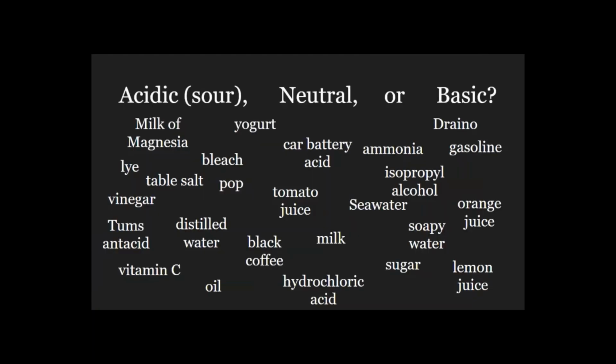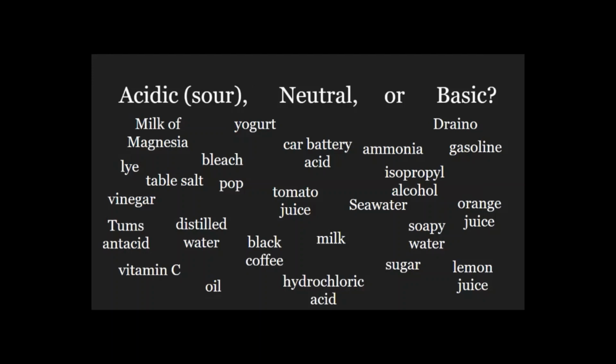Okay, so let's look at acidic, neutral, or basic. We're trying to figure out what things are acidic, which ones are neutral, and which are basic. I've got a big long list of all kinds of things. We've got tomato juice. Is that acidic, neutral, or basic? Ammonia, Drano, seawater, hydrochloric acid, coffee, oil, vinegar. There's all kinds of things, and all these things have to be either one of the three. They have to be acidic, neutral, or basic.